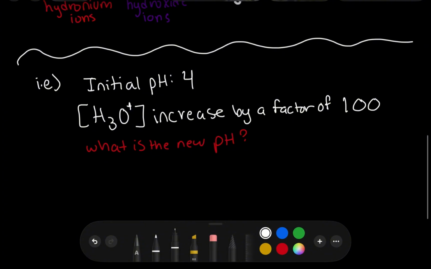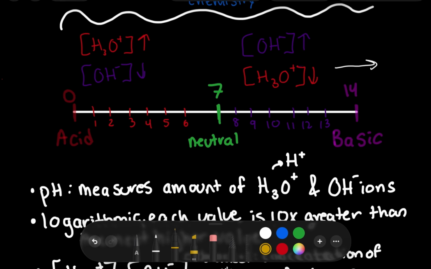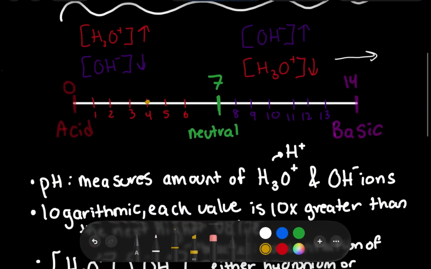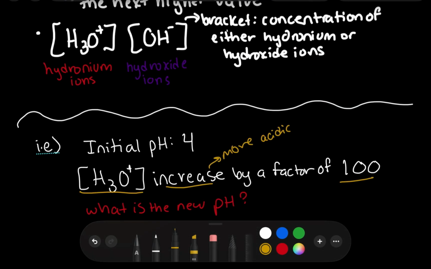So let's take an example here. Let's say our initial pH is 4. So let me mark that down. Our pH starts here. That's our starting point with a pH of 4. Now it says the concentration of hydronium ions is increasing by a factor of 100, and specifically hydronium ions. So we already know that the concentration of hydronium ions increases as we become more acidic, so we already know that we need to be looking around this area here. Now if it's becoming more acidic, we know that we're going to go more to the left, closer to 0. Now more specifically, it says that it's increasing by a factor of 100.